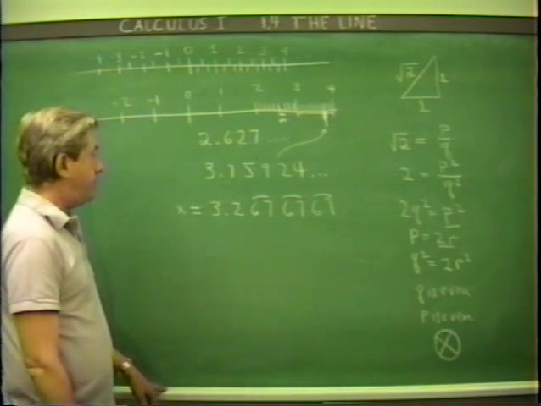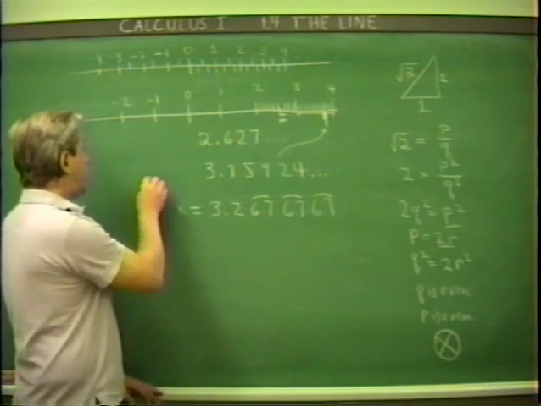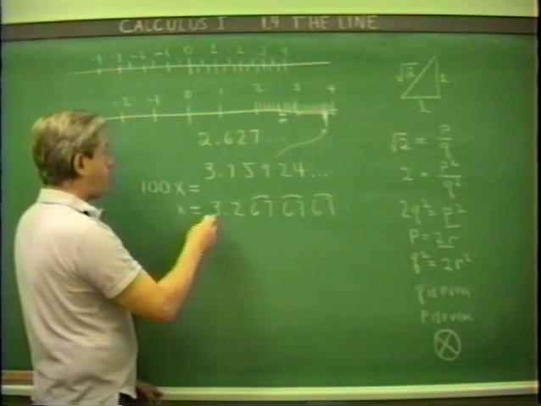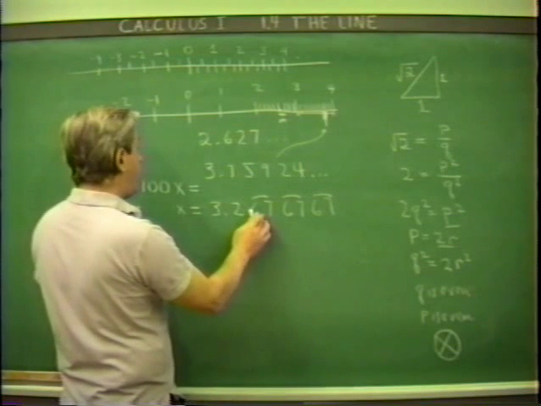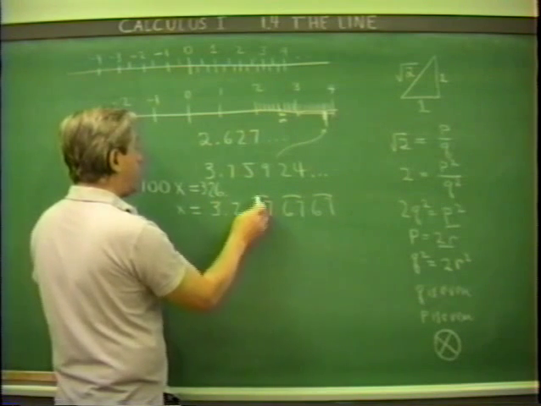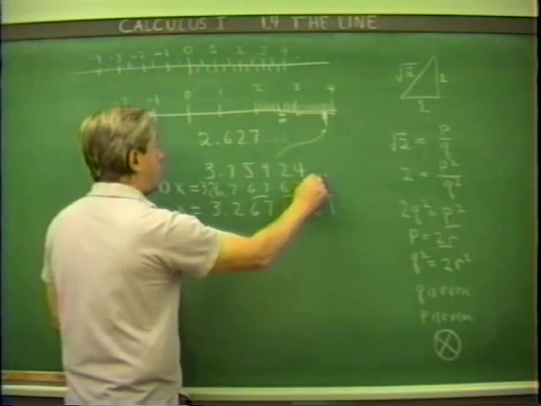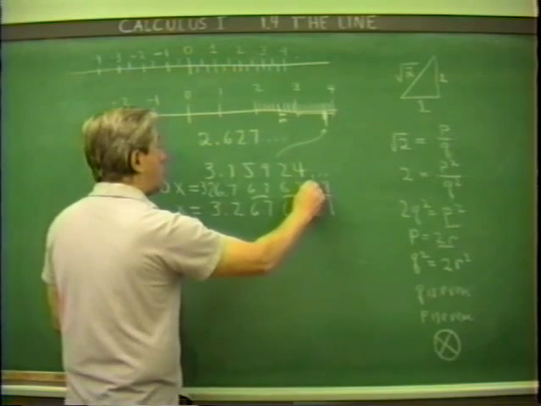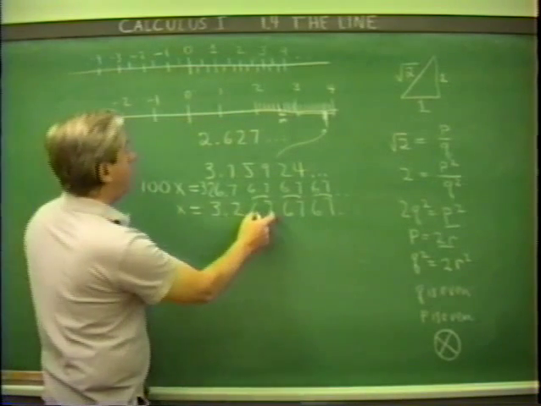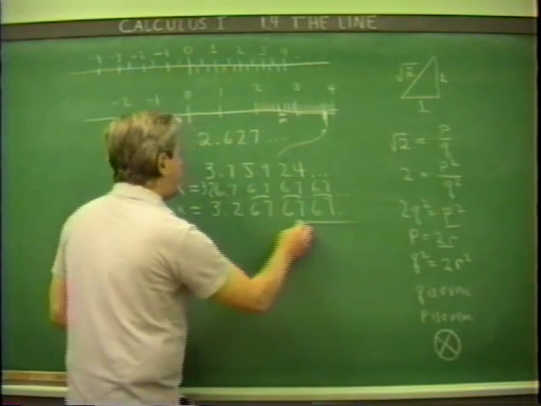Now, since it repeats in blocks of 2, let's multiply this number by 100. If it repeated in blocks of 3, we would multiply by 1,000. Blocks of n, by 10 to the n. So we get 100x is equal to 326.7676767, and so forth. By multiplying by 100, we've caused the 67s to line up above each other here in 100x.